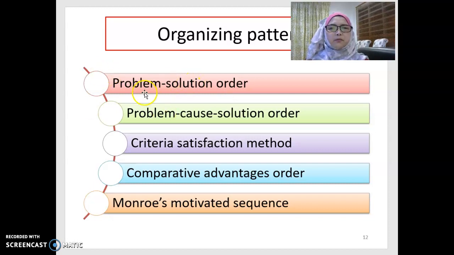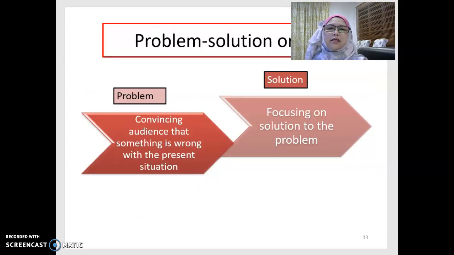So we have problem solution order. You are familiar with that. And now there's another one, which is problem cause solution order, which I'll talk about after this. Then the criteria satisfaction method, comparative advantage order, and the Monroe's motivated sequence. So let me explain the problem solution order again, in case you did not take note of it. Problem solution order is very simple.